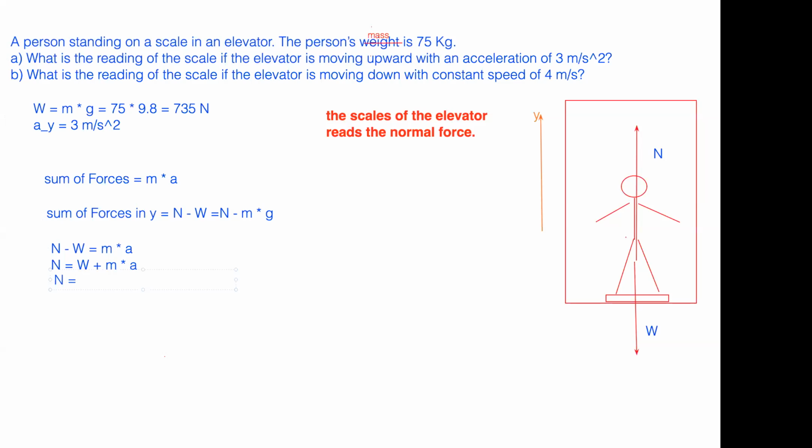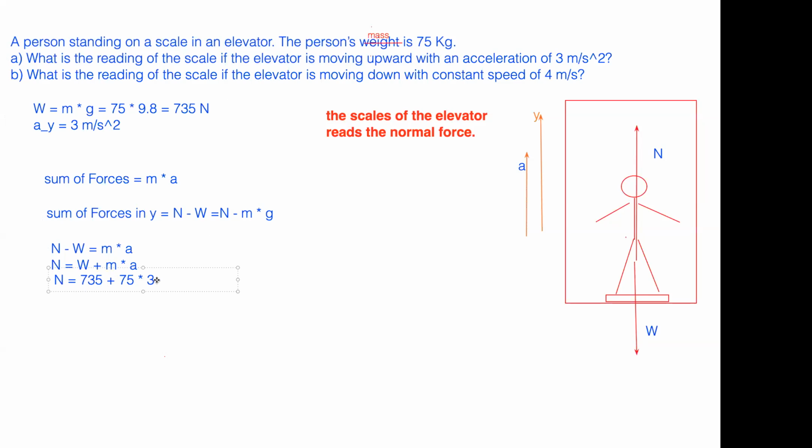N equals W, which we calculated to be 735 newtons. And the mass of the person is 75 kilograms. And we have to multiply that by the acceleration of the elevator, which is 3 meters per second squared. Another note here is we know that the elevator is moving upward, so the acceleration of the elevator is upward, and that will be the arrow for the acceleration. That means the acceleration is positive, so we substitute it as a positive number in the equation.